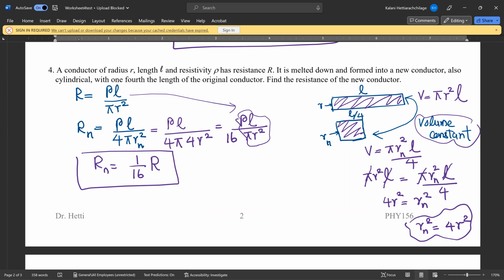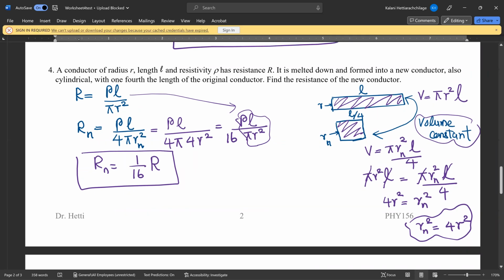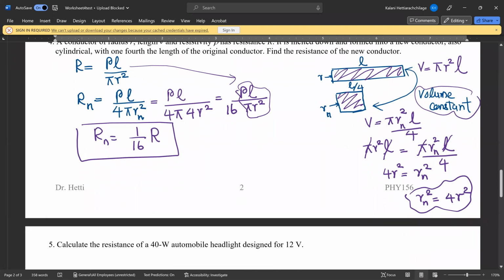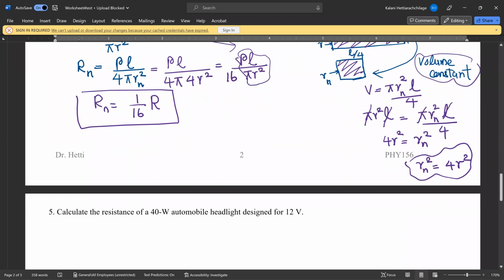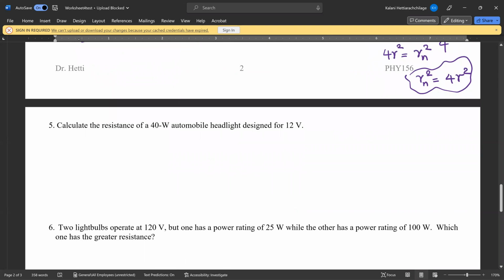Your length decreased, and you also increased the radius. The decrease in length decreases the resistance, and the increase in radius also decreases the resistance. Because of that, your new resistor has 1 over 16th of R. Okay, so now let's move into number 5.